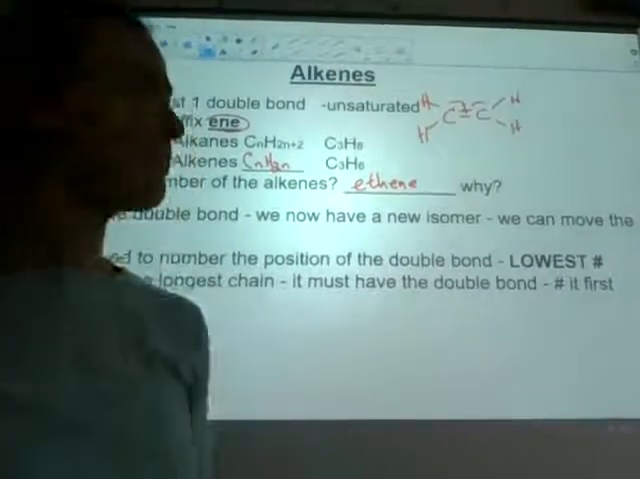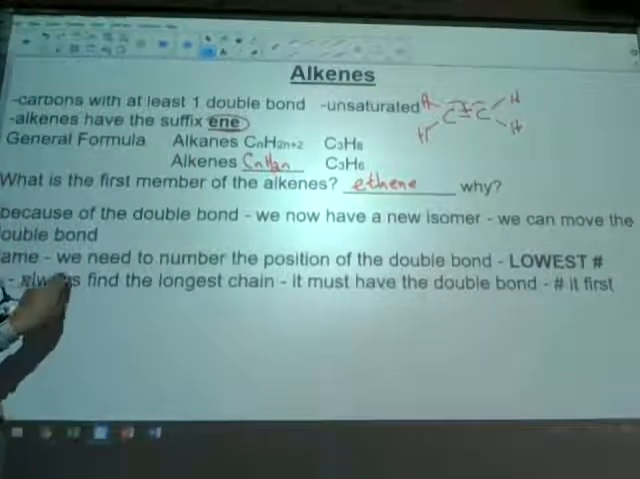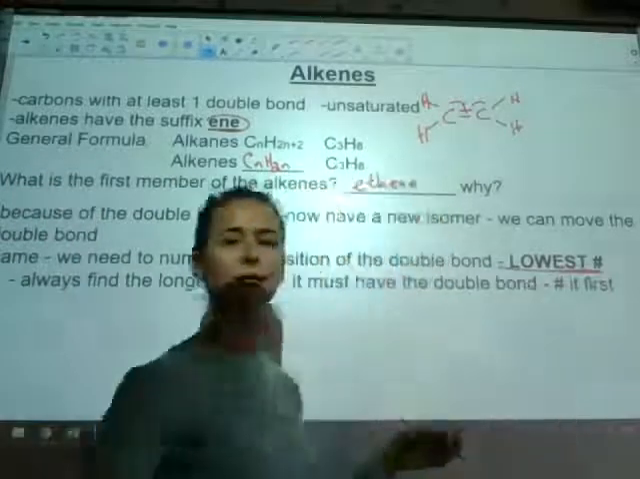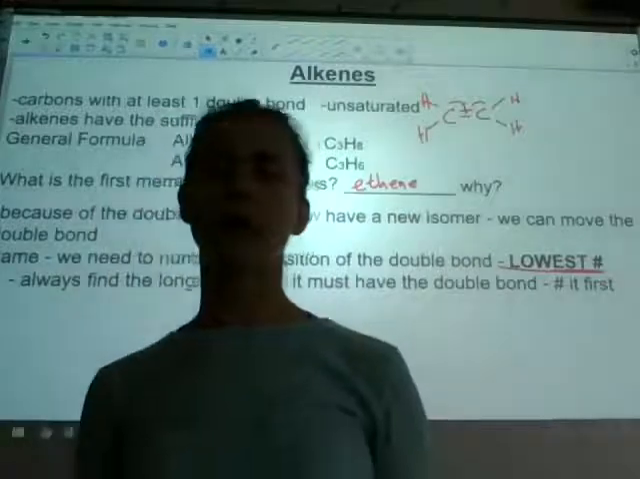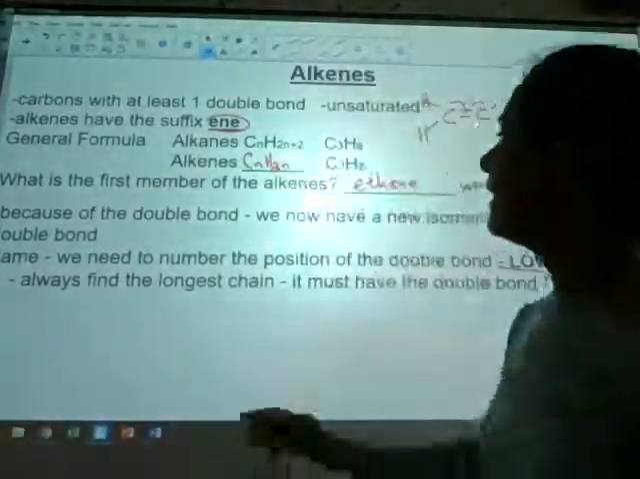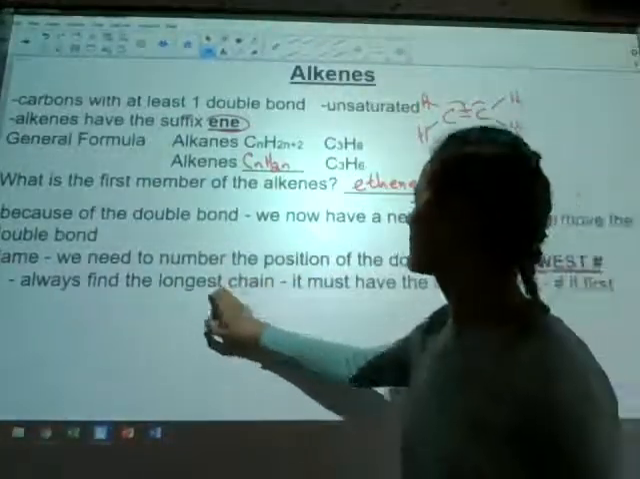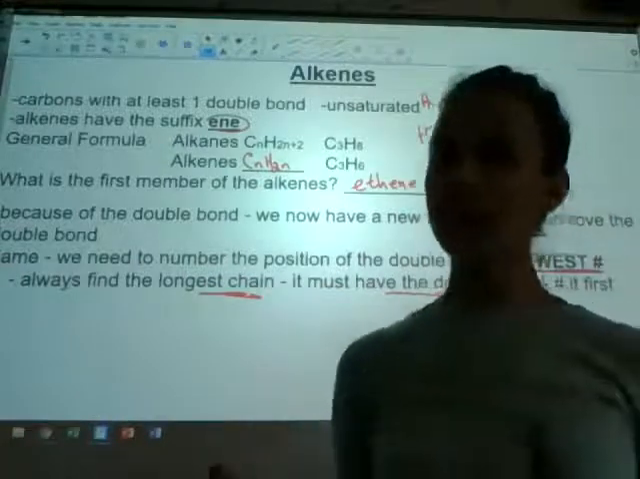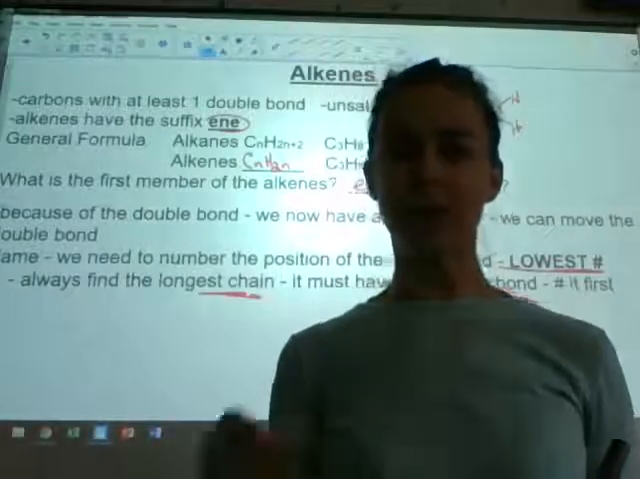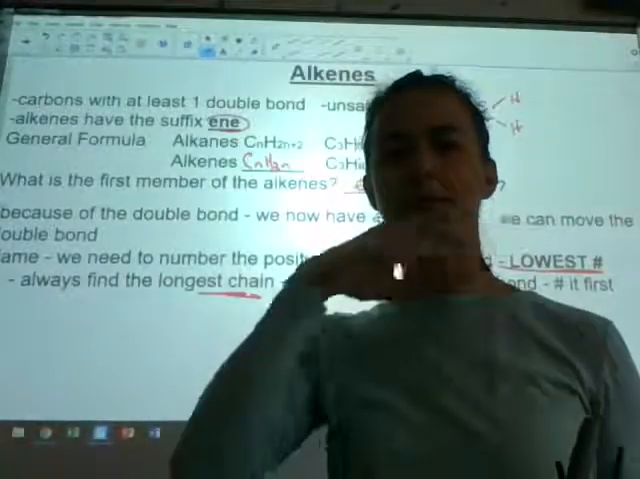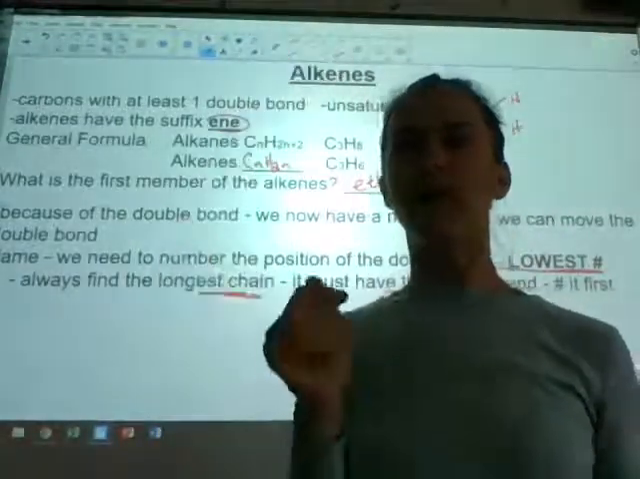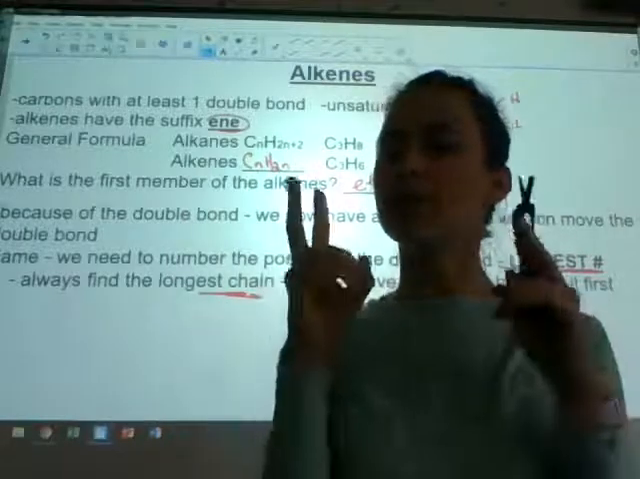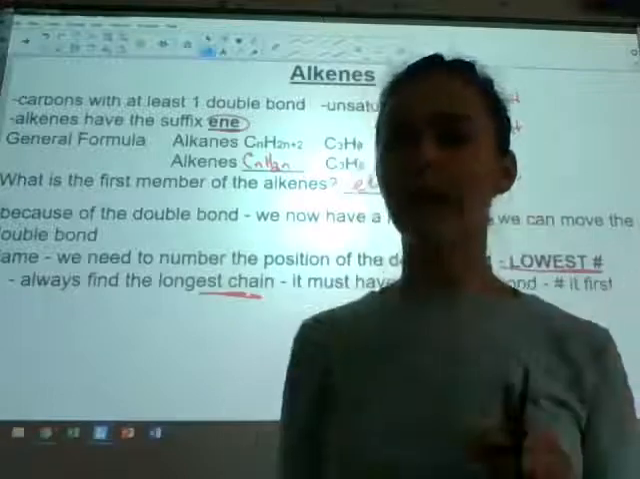Cool. Okay. So we need to number the position of the double bond with the lowest number. So we're always looking for the lowest number when we're dealing with naming our organic compounds. Always find the longest chain, and it has to have the double bond. So the double bond cannot be in a branch. So just make sure that when you're looking through things, you might have to go up and down and make sure that the double bond is included. So even though that means that the chain might be shorter, you have to include that double bond.